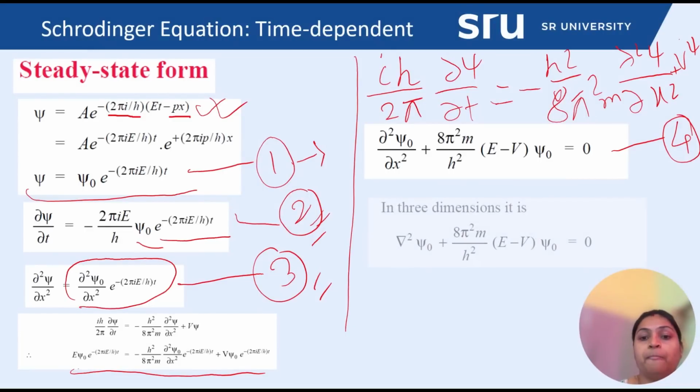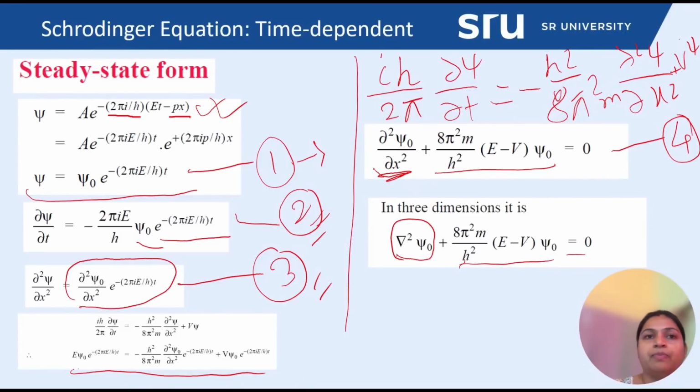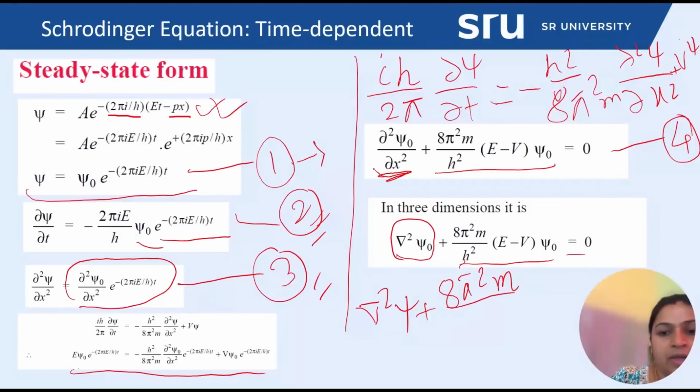In 3 dimensions, this is only one component, so one can write del square psi naught plus the same 8 pi square m by h square (E minus V) psi naught is equal to 0. Usually it is written in the form del square psi plus 8 pi square m divided by h square (E minus V) psi is equal to 0.